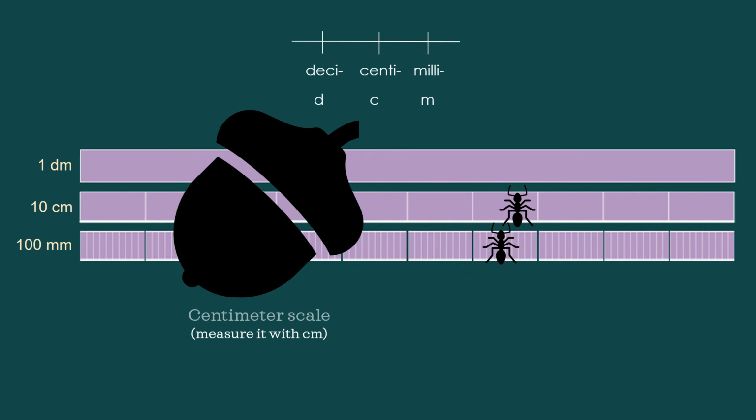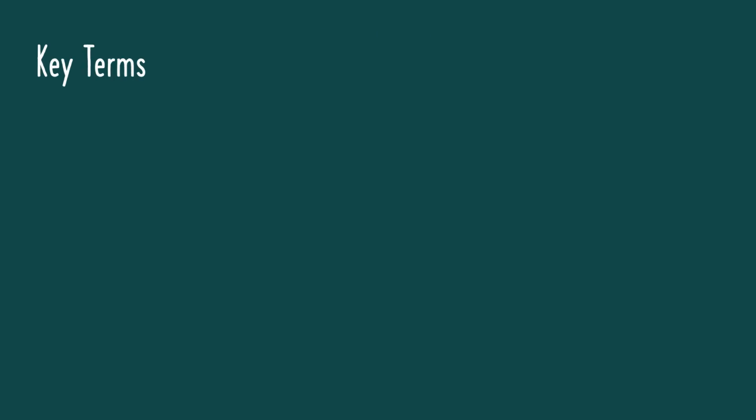Contrast that with these little ants. Notice that a decimeter is not the appropriate unit to measure these ants with, and maybe a centimeter is also too big. So these ants, I would say, are at a millimeter scale. It's best to measure their size in a number of millimeters. This brings us to today's key term, which is scale.